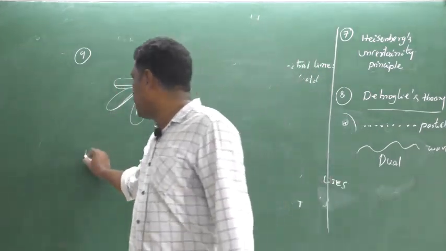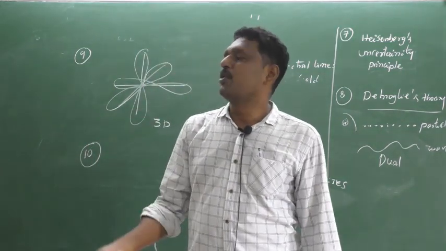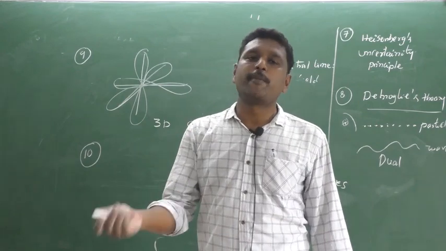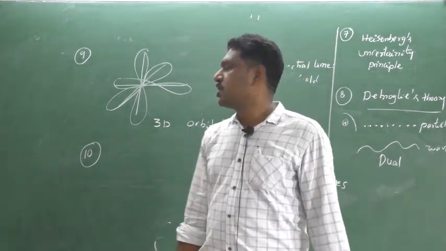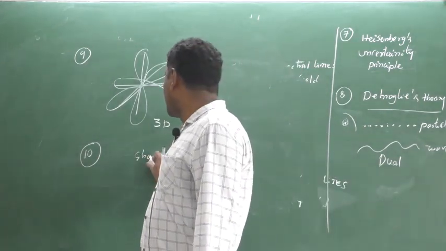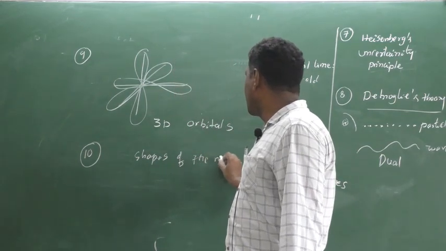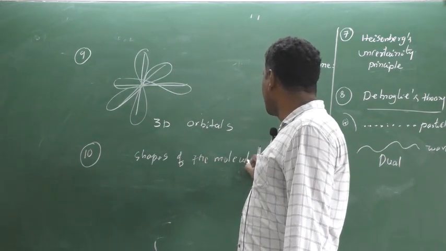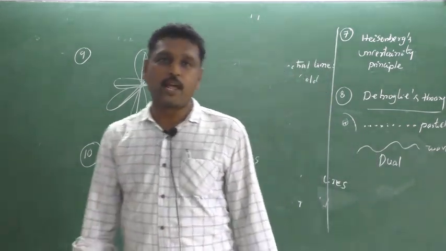The last one is according to chemical bonding in molecules. For example, the water molecule has a V shape or bent shape, and the ammonia molecule has a pyramidal shape. So Bohr's theory failed to explain the geometry and shapes of molecules. It is also one of the demerits of Bohr's theory.